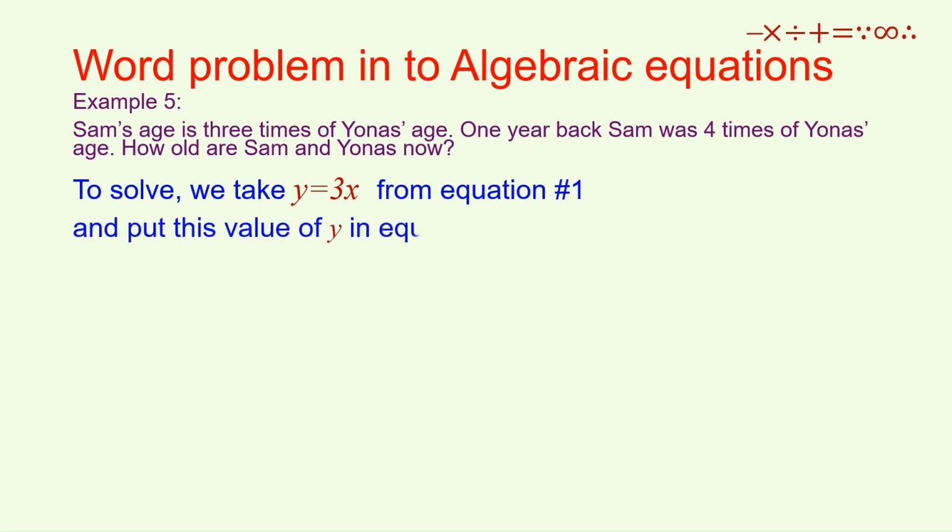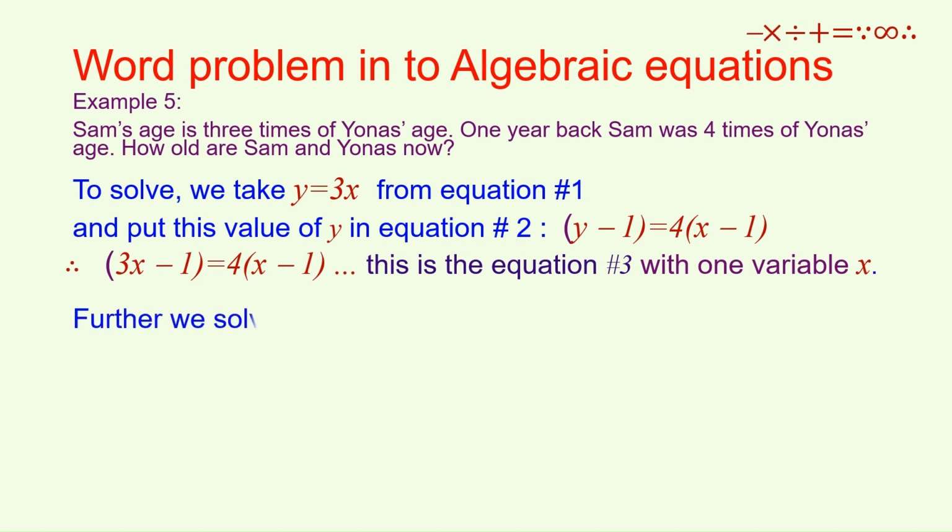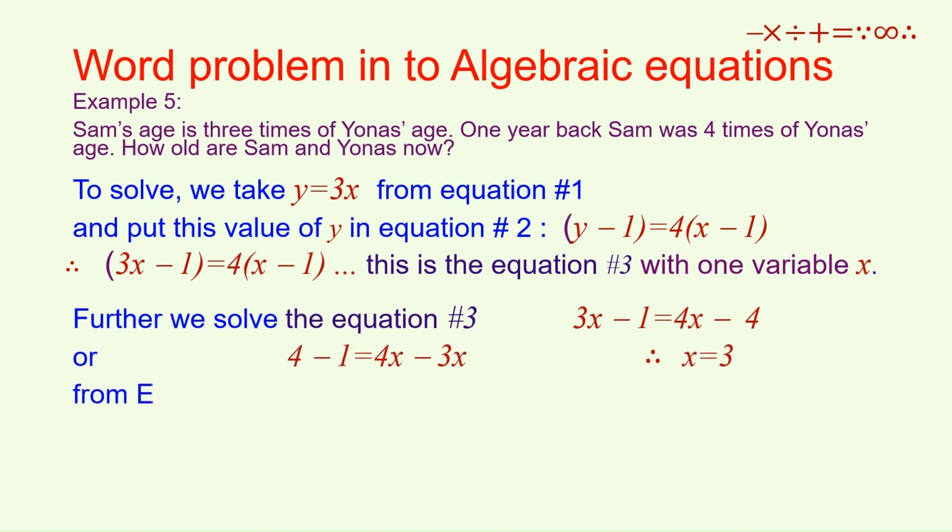To solve, we take y equals 3 times x from equation number 1 and put this value of y in equation number 2. That is, y minus 1 equals 4 times (x minus 1). Therefore, 3x minus 1 equals 4 times (x minus 1). This is equation number 3, with one variable x. Further we solve equation number 3.